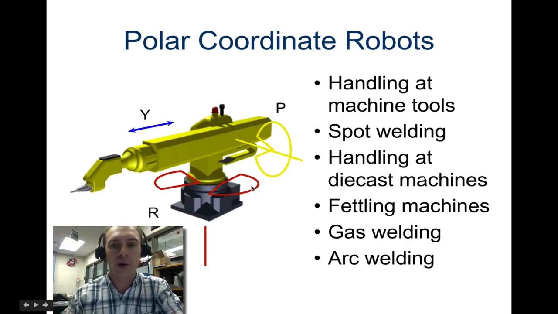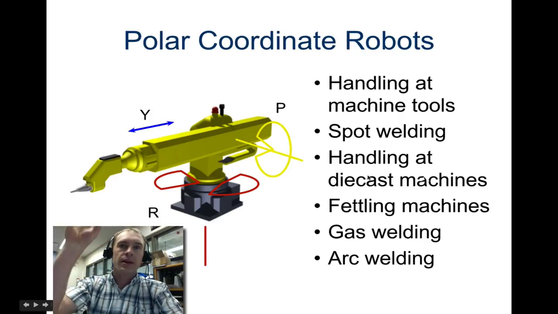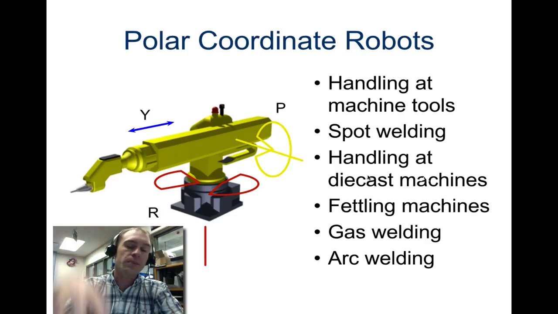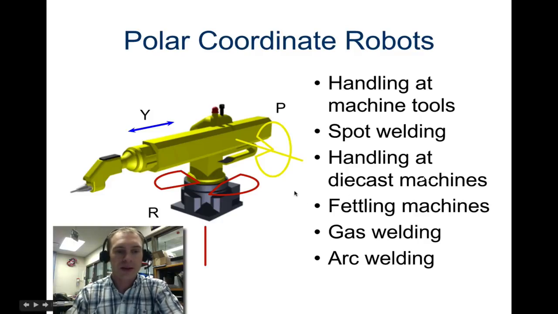And here's another example of polar coordinate, good at machine tools, spot welding, handling again, and anything where you'd want to move up, usually moving up rapidly is good for that.